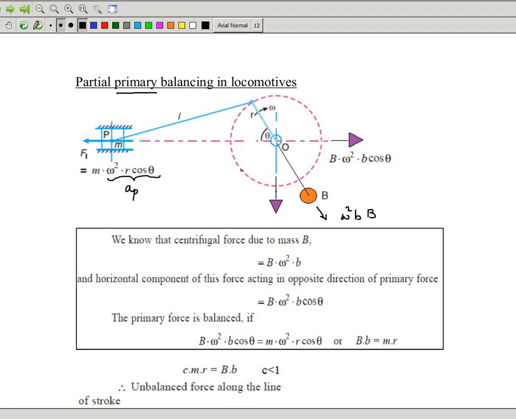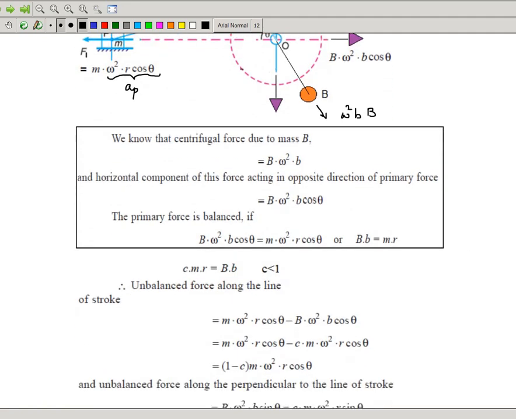But perpendicular to the center line, this B omega square b sin theta is coming, and there is no one to balance it. So though you have balanced it along the center line, you have brought in a new component perpendicular to the center line. So what is done is, along the center line complete balancing is not done. So this B is so selected that Bb is not equal to m into r, but it is c m r, where c is less than 1.